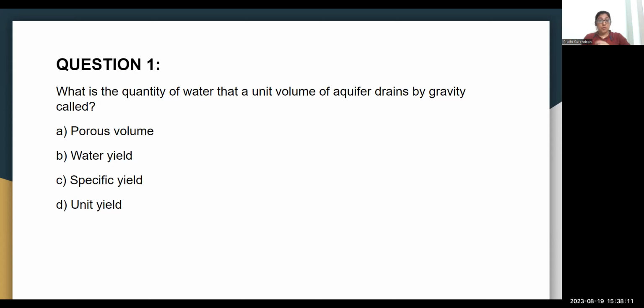What is the quantity of water that a unit volume of aquifer drains by gravity called? If you know the answer, please put it into the chat box. Is it porous volume, water yield, specific yield, or unit yield? Karthik, if you know the answer, just drop it in the chat box and then we can go on to the solution.